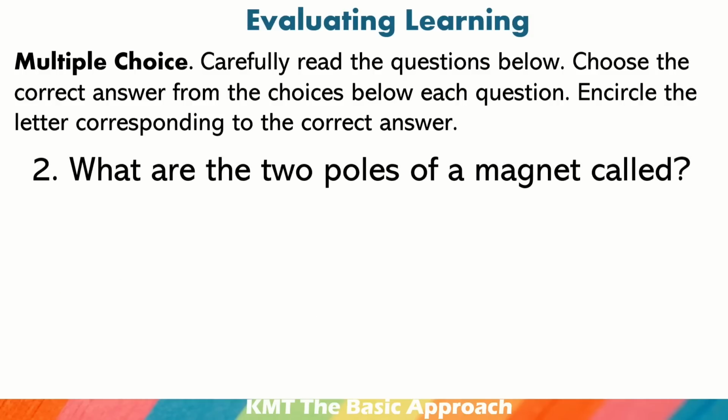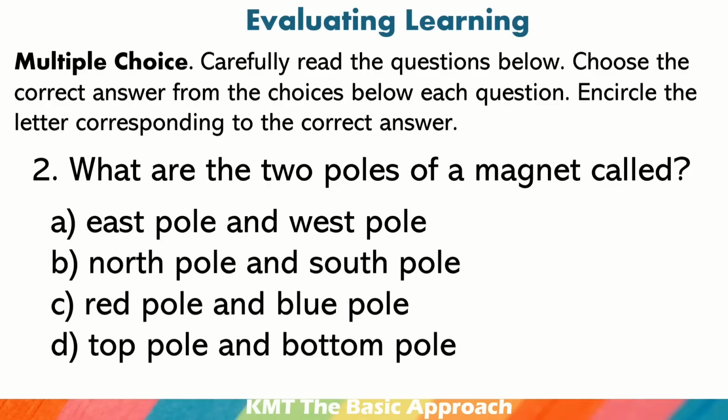Number 2. What are the two poles of a magnet called? Letter A, East Pole and West Pole. Letter B, North Pole and South Pole. Letter C, Red Pole and Blue Pole. Or letter D, Top Pole and Bottom Pole. What is the correct answer? Very good. The correct answer is letter B, North Pole and South Pole.